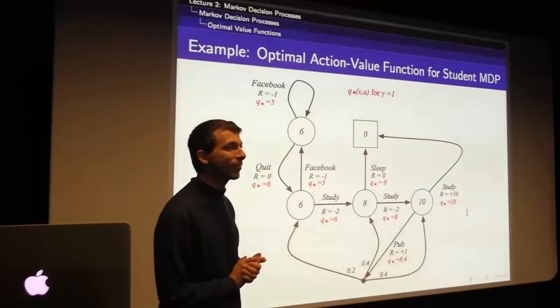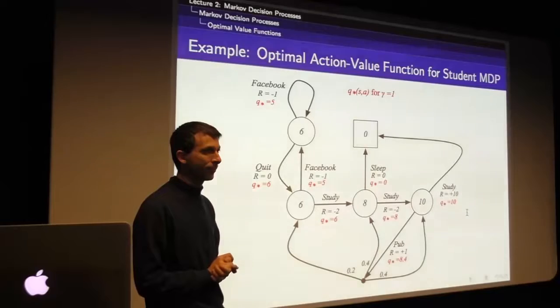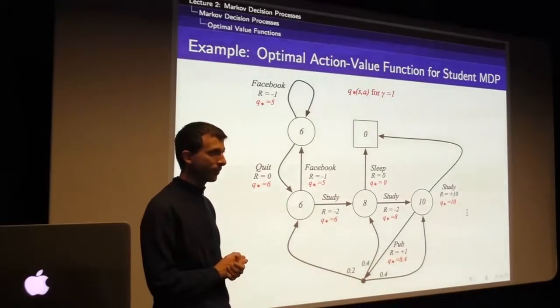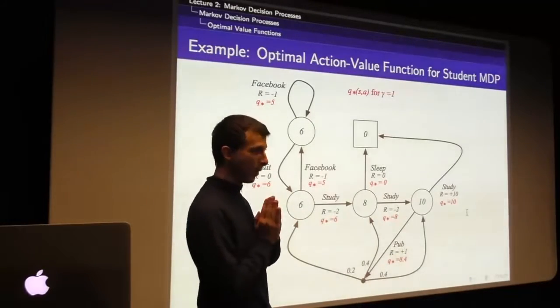There was a question earlier about infinite MDPs. You said it doesn't happen, but what happens then if you have a positive cycle? Say if pub was plus 100, would you keep going to the pub and studying for the rest of your life? Or? So I was talking about a Markov chain at that point.